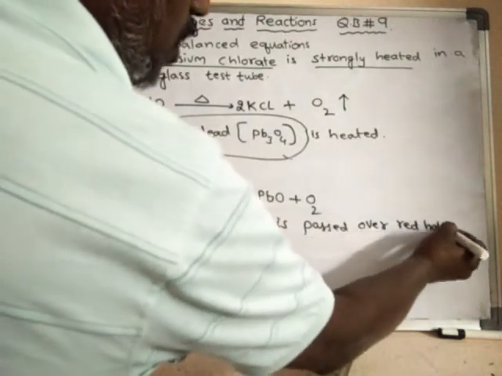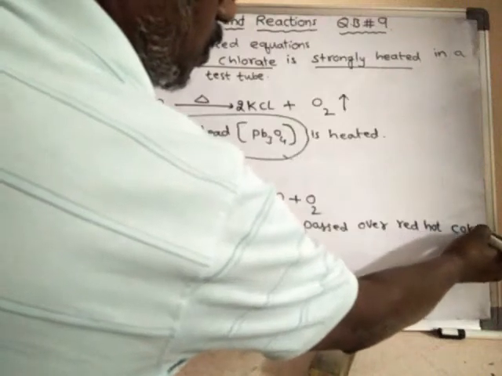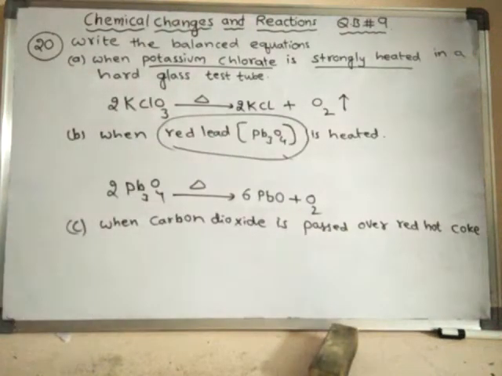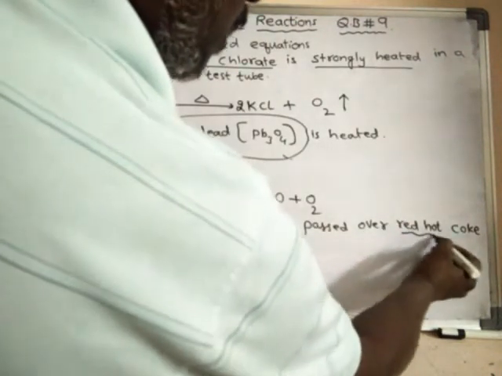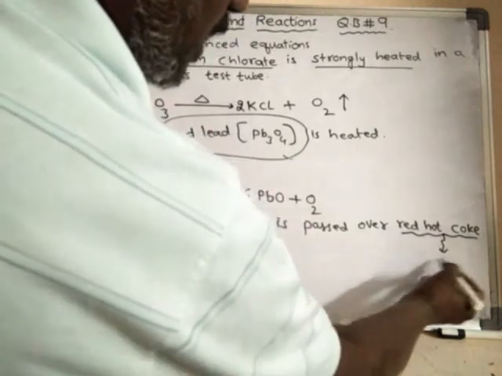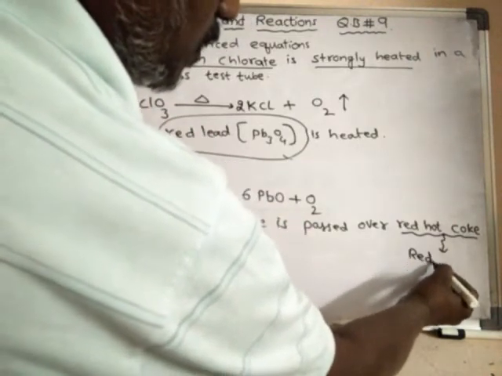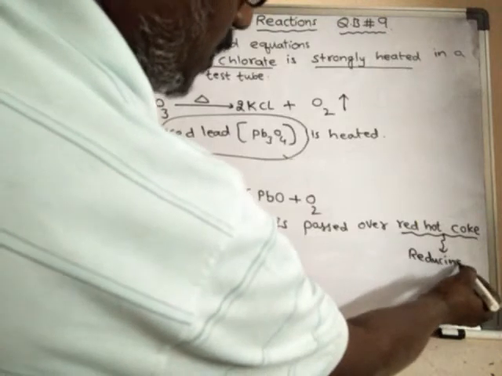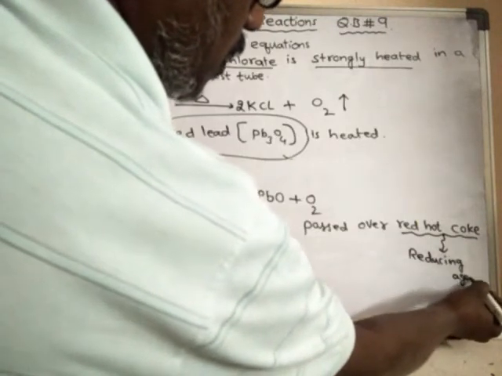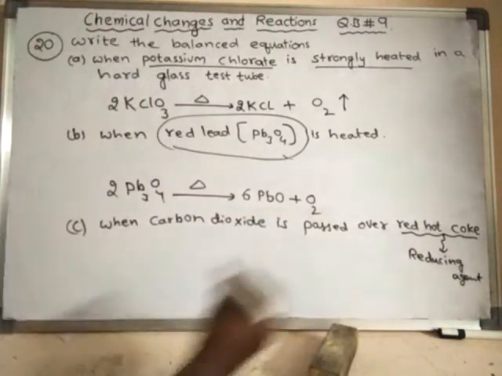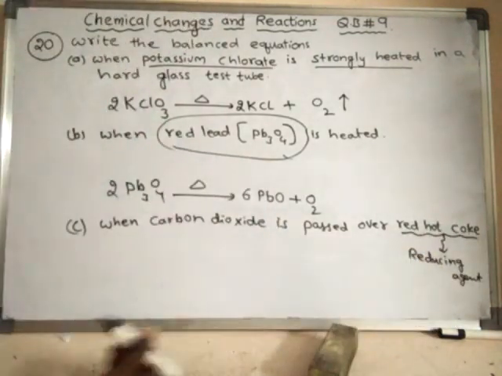Red hot coke. When carbon dioxide is passed over red hot coke, the coke acts as a reducing agent. So what happens? Coke means carbon.